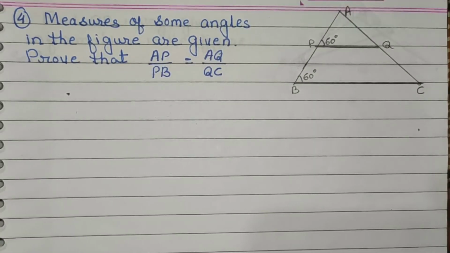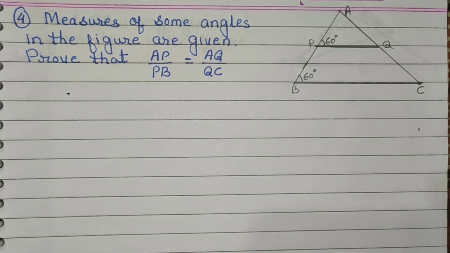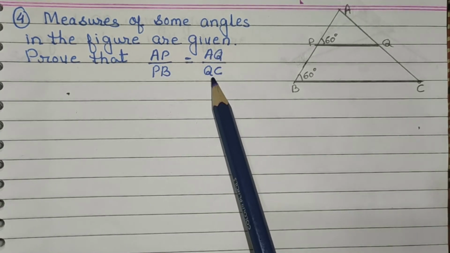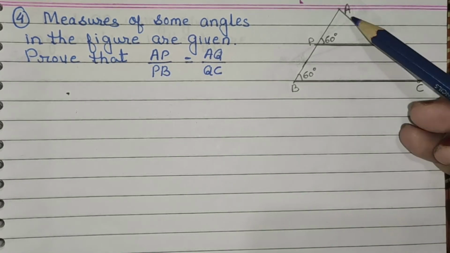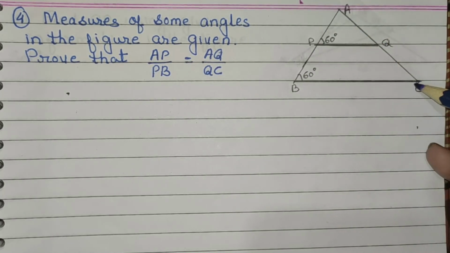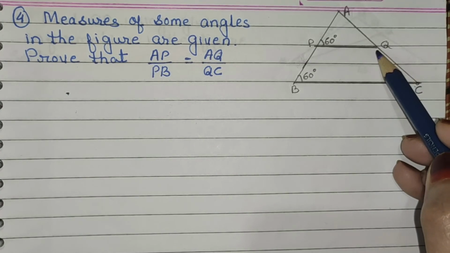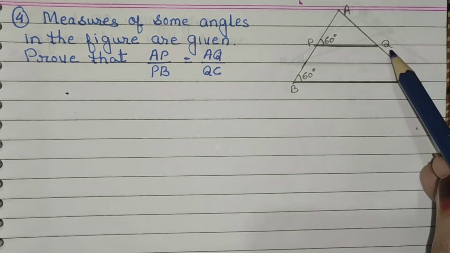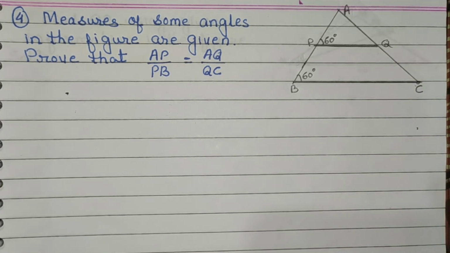Now look at the next question. Measures of some angles in the figure are given. Prove that AP upon PB is equal to AQ upon QC. This means BPT theorem. If we prove that PQ is parallel to BC, our aim is first to prove PQ is parallel to side BC.